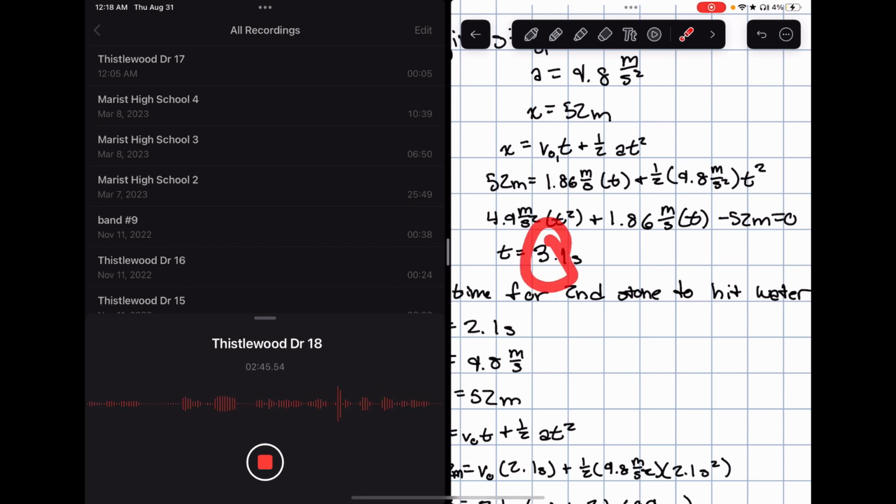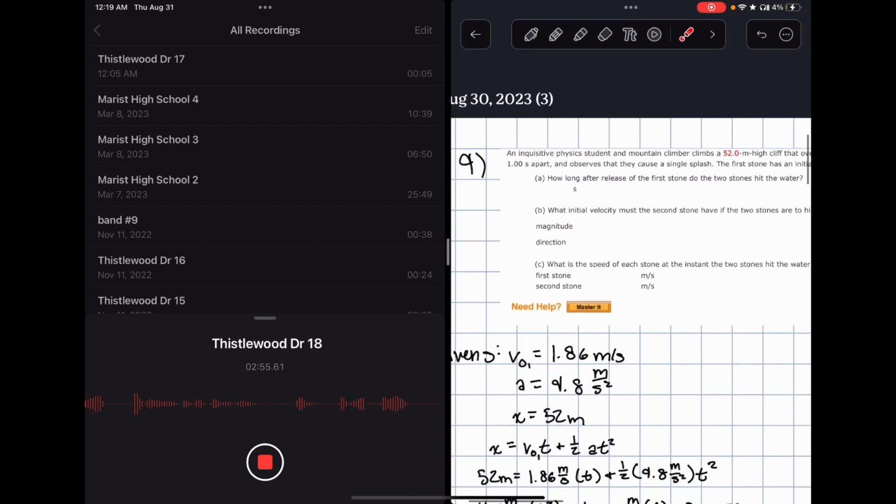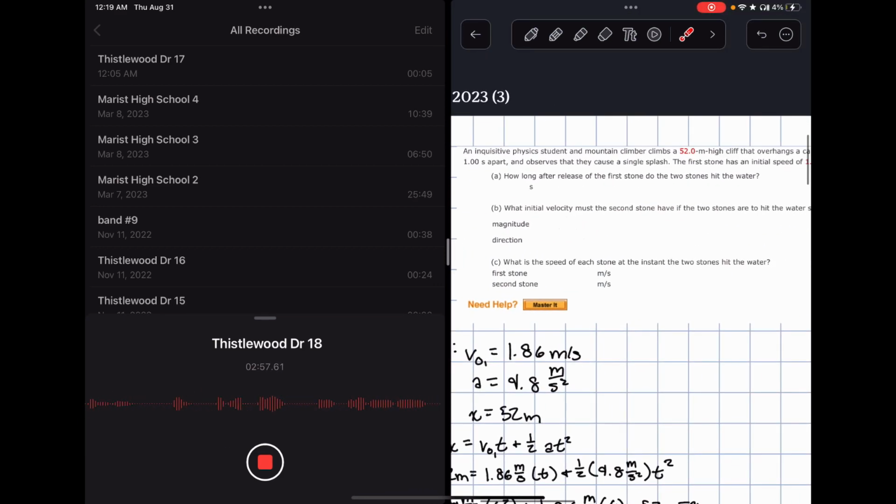Now, I realized that I can factor this. Now, the two answers that I got for this were 3.1, and the other was negative 3.5. So, time cannot be negative, therefore my answer was 3.1.